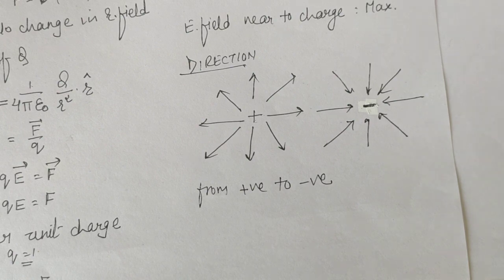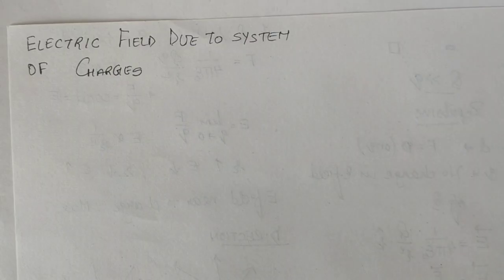So in a nutshell, electric field depends upon capital Q, the value of the charge, and the distance at which the electric field is found. Electric field depends on only two things: one is capital Q, the other is the distance. It does not depend upon the force and small q. This is the electric field due to a charge, and now we will discuss the electric field due to a system of charges.